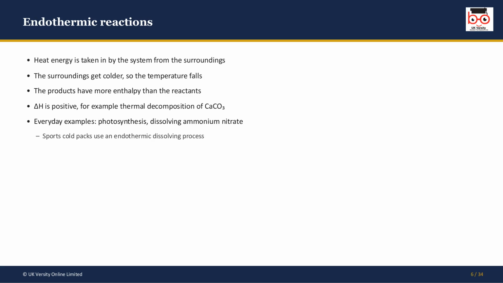An endothermic reaction is the mirror image. Here, the system takes heat in from the surroundings, so the temperature falls and things feel cold. The products store more enthalpy than the reactants, so delta H is positive, as in the thermal decomposition of calcium carbonate. Photosynthesis is endothermic, and so is dissolving ammonium nitrate, which is the trick behind an instant cold pack.